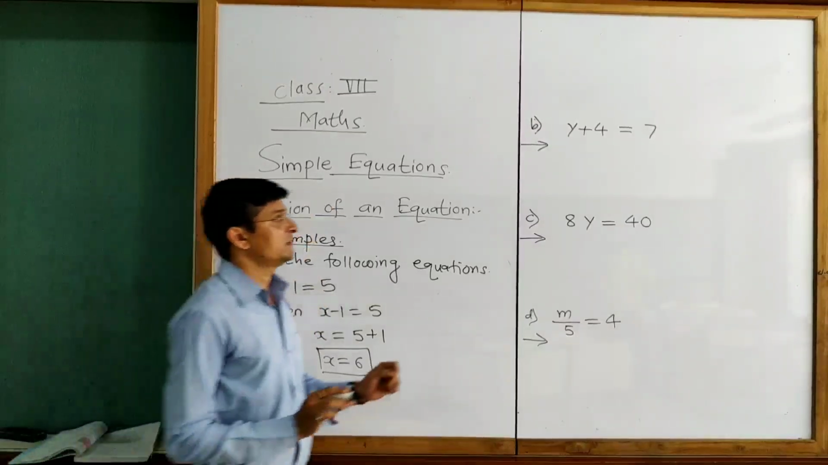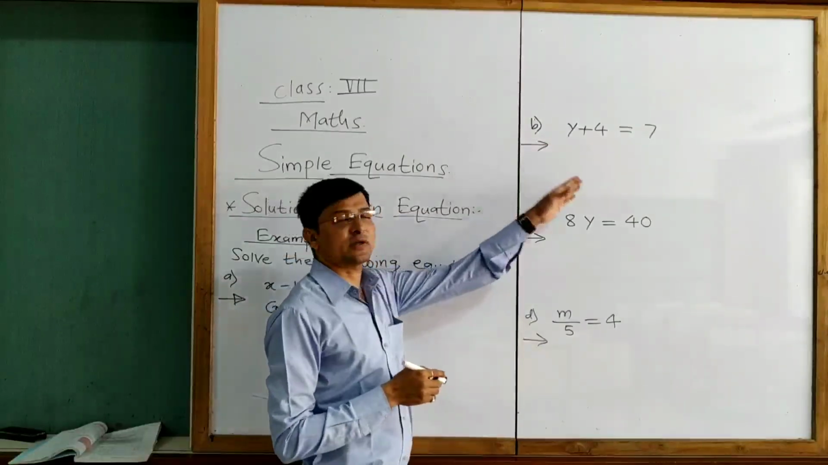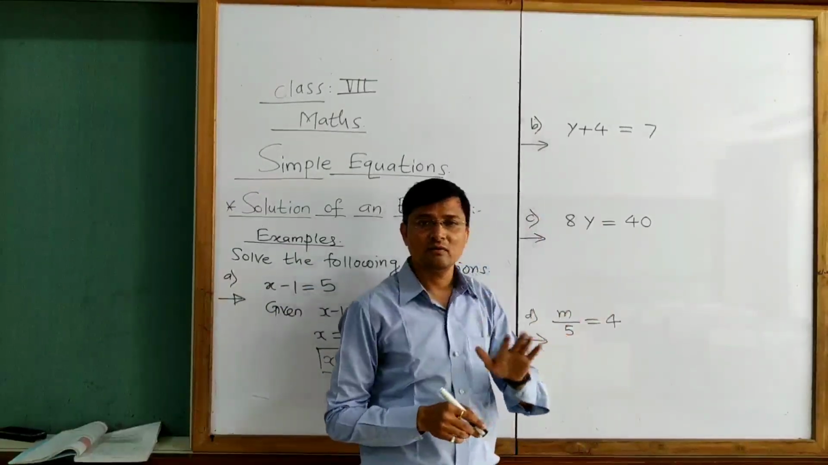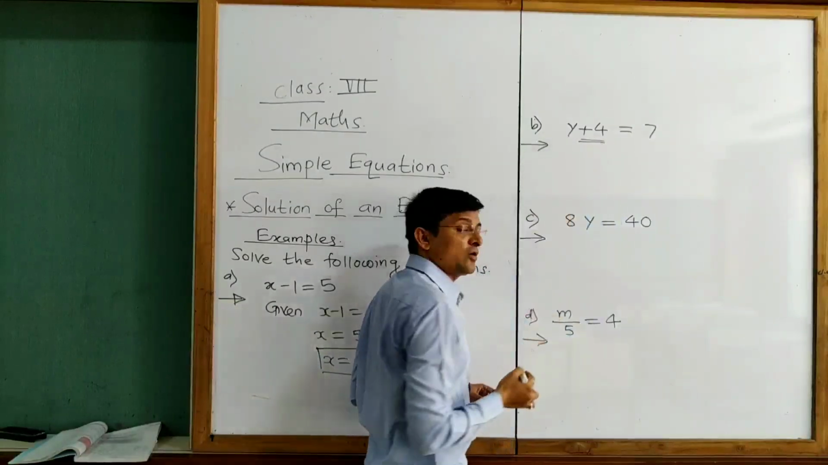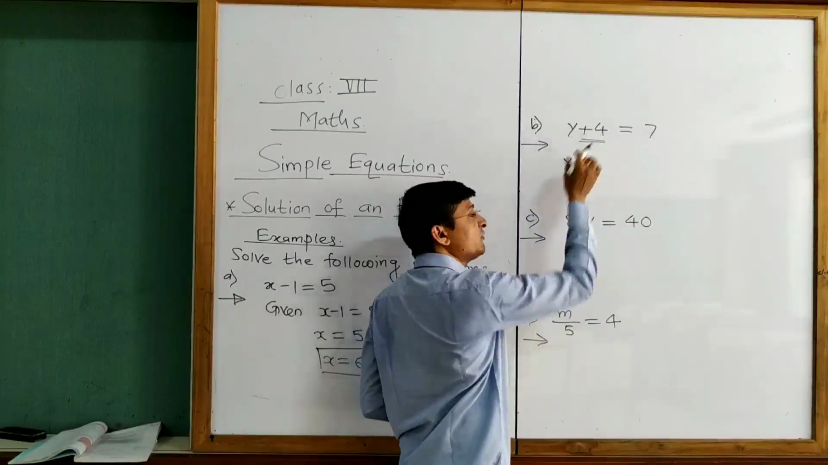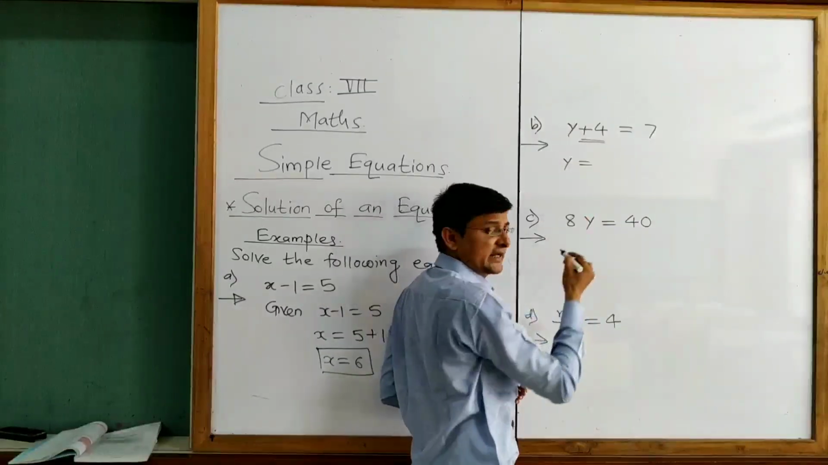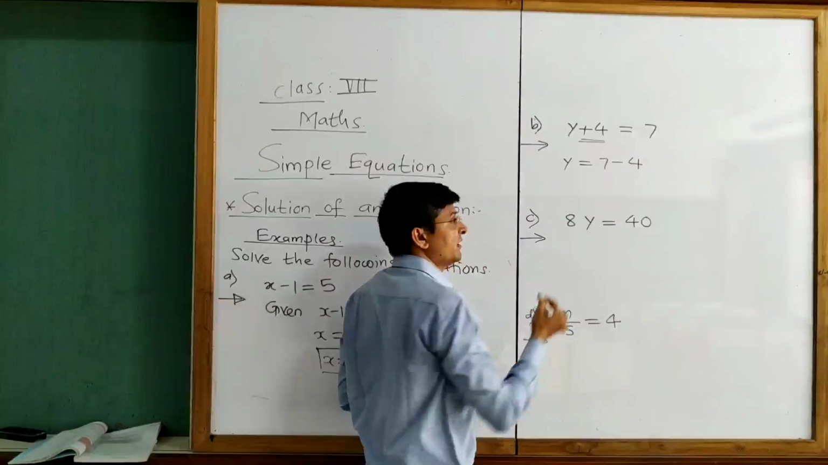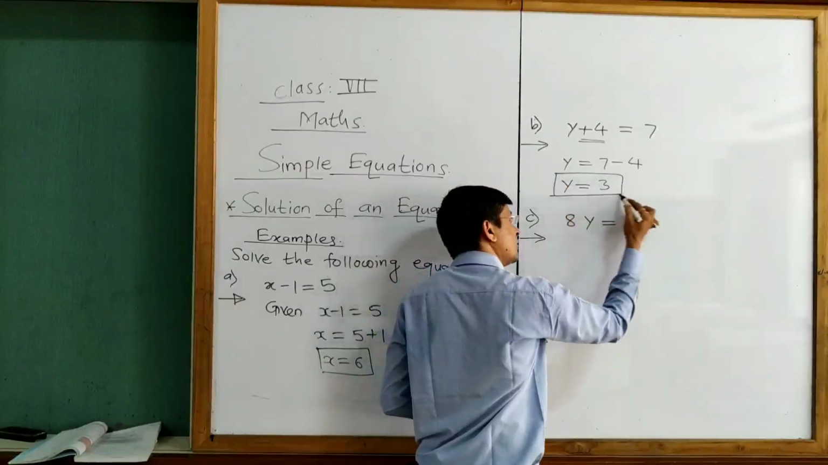Now the second part, B part. The equation is y plus 4 is equal to 7. Here we have to find the value of y. So this 4 is plus on the left hand side. To find the value of y, we shift this 4 to the right hand side. And when we shift this 4 to the right hand side, it becomes minus. So y is equal to 7 minus 4. And 7 minus 4 is equal to 3. This is the solution of the given equation.